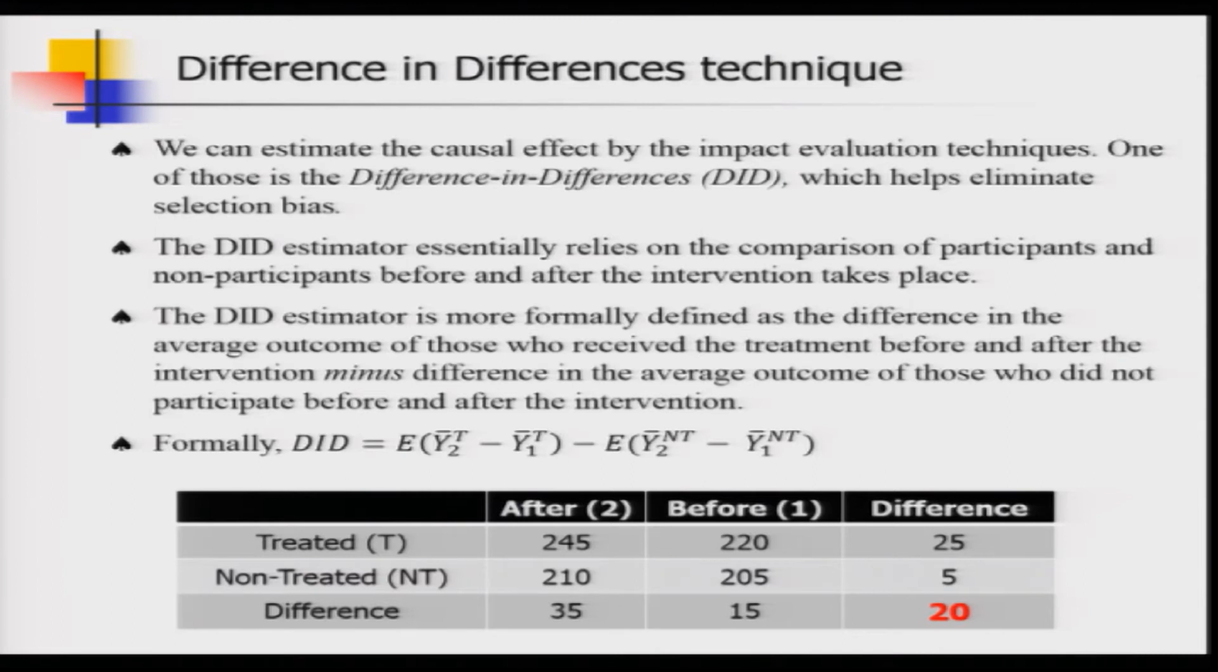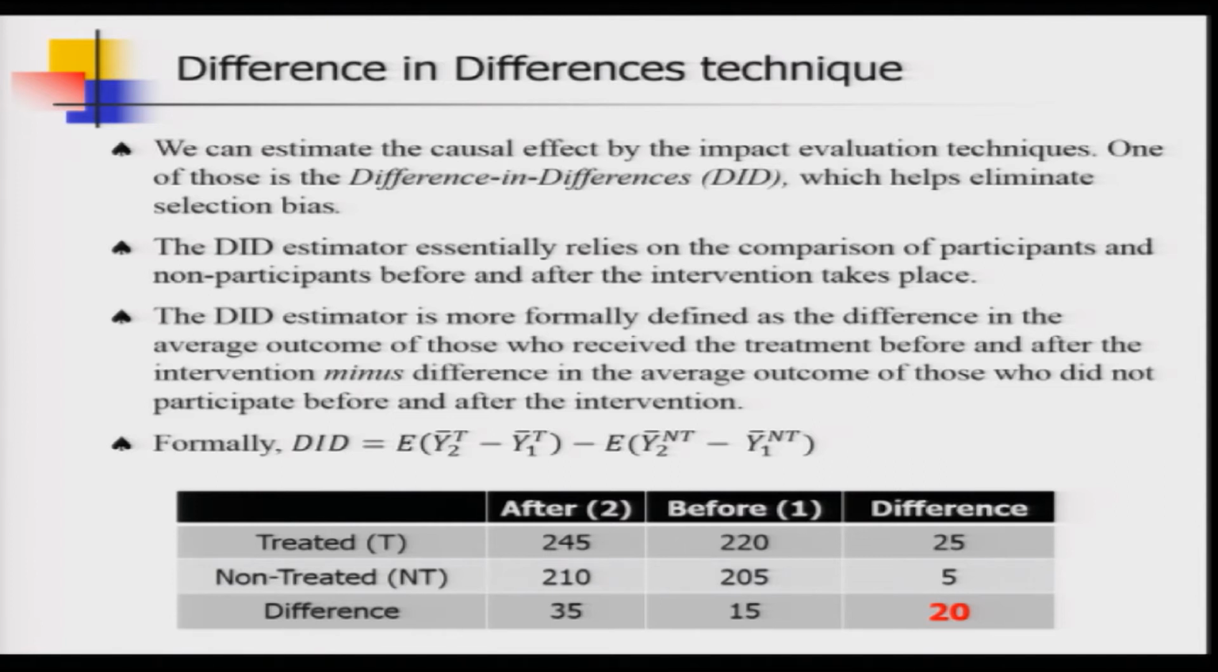In this slide I am going to talk about a very simple situation where you see how DID is implemented. The DID estimator essentially relies on the comparison of participants and non-participants before and after the intervention takes place.